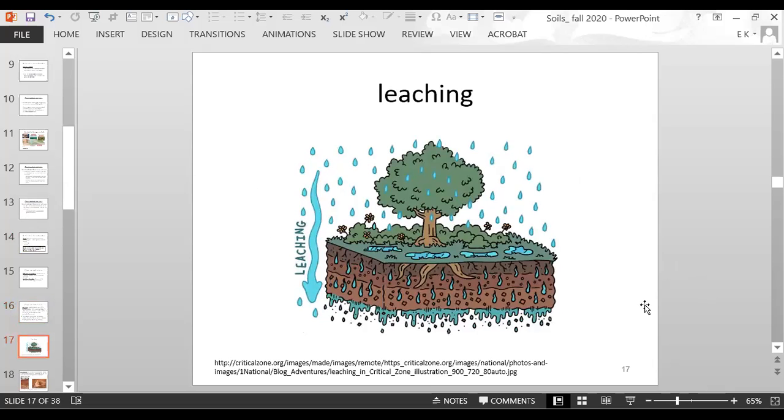So this is just a cartoon of leaching. So you have all this rain, it hits the ground, the rainwater infiltrates the soil, which means it sinks down, travels downward into the soil. It picks up minerals and carries them downward.